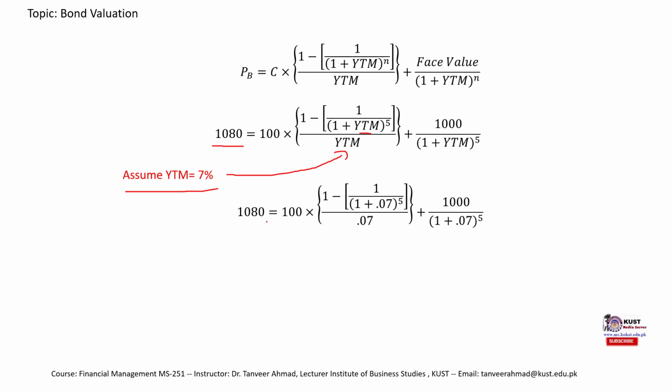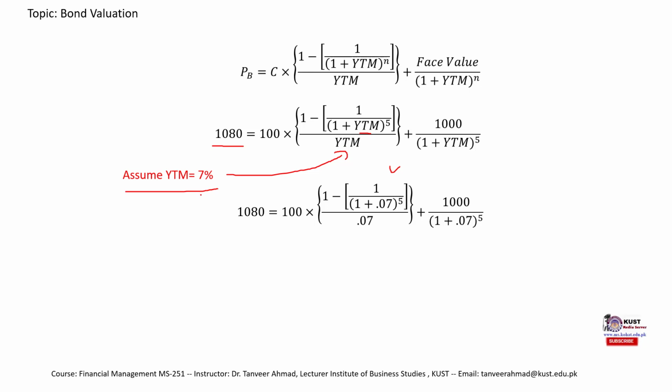And the left side of the equation is what? It is 1080. So the answer should be 1080. If the answer is 1080, then we know that we have used the correct percentage of YTM. If it isn't equal to 1080, then we would have to assume some other value of YTM. So now you get the idea why it is called the trial and error method.